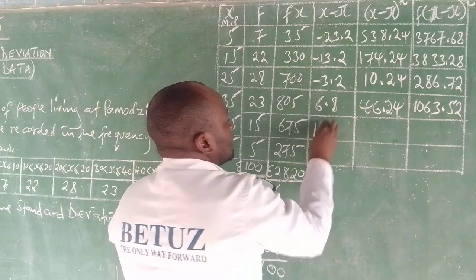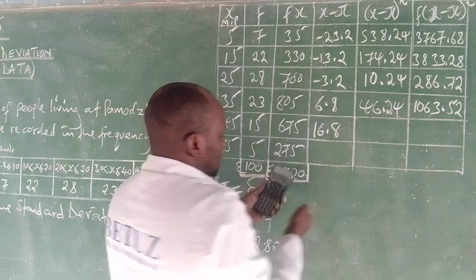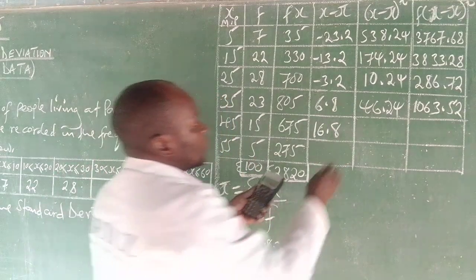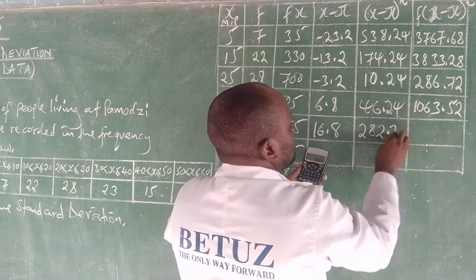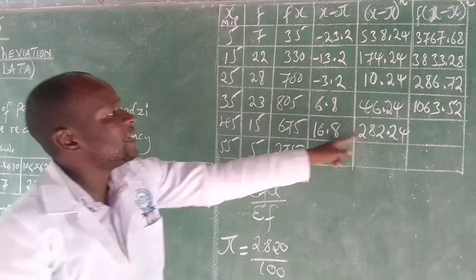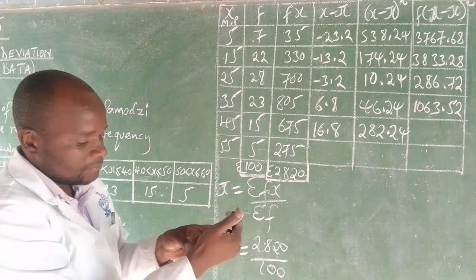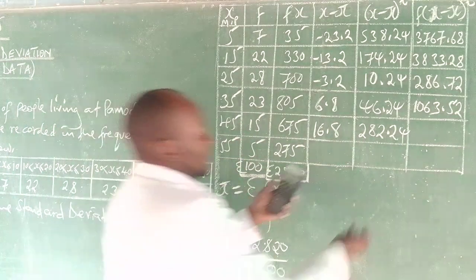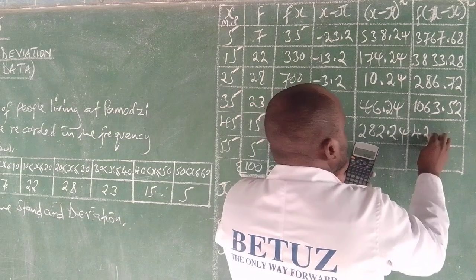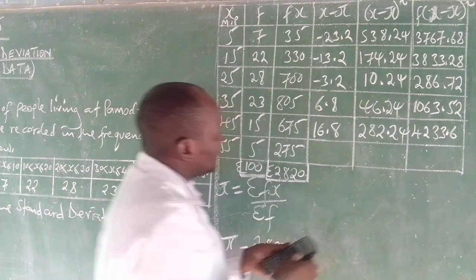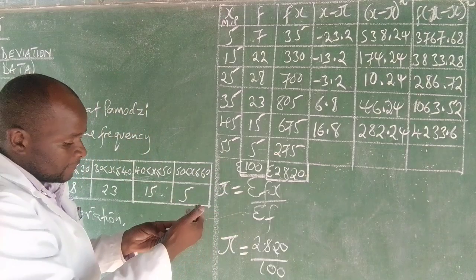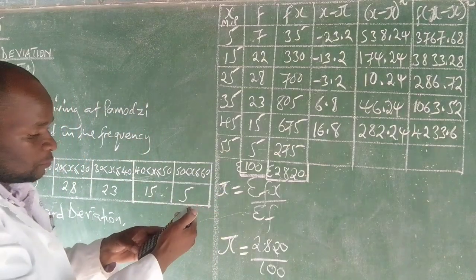We are getting 16.8. We square this, we are getting 282.24. This multiplied by the frequency, 15, we are getting 4233.6. Then the last part is 55 minus 28.2.